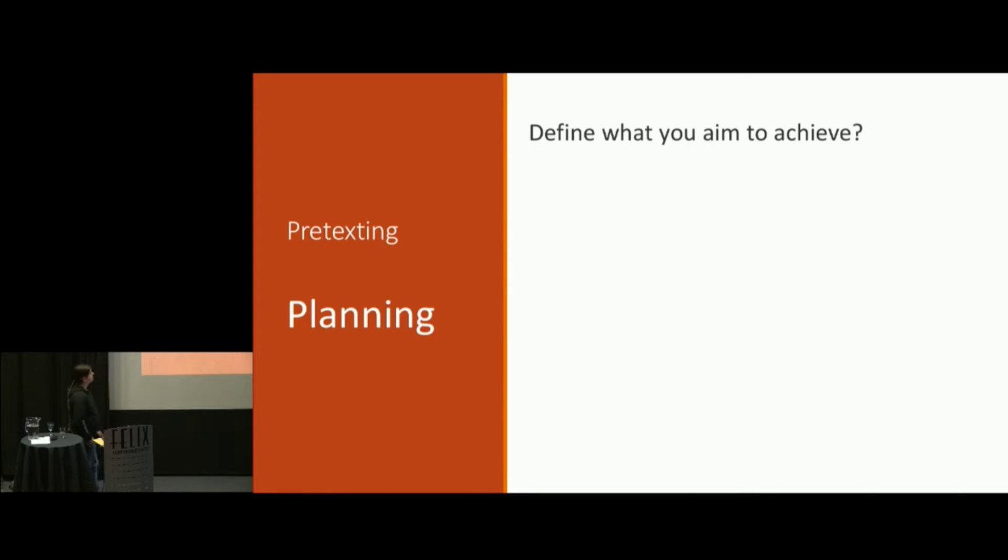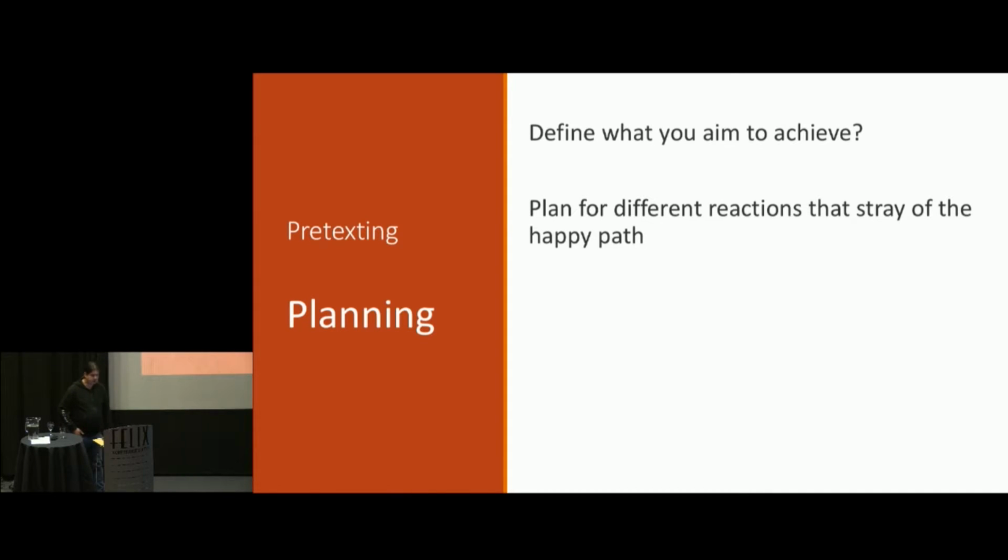So pretexting takes a lot of planning. First of all, you need to write down what it is you aim to achieve. And you need to plan for different reactions that stray from the happy path as well. You may have a vision in your mind of going in and talking to someone, and you know exactly what your goal is, and you plot out that successful path to get in there.